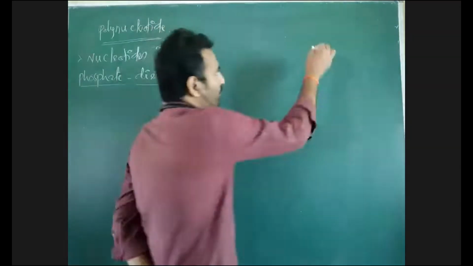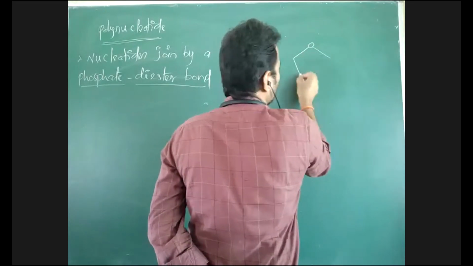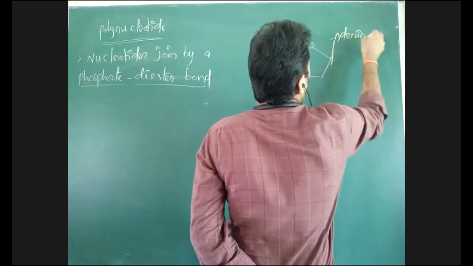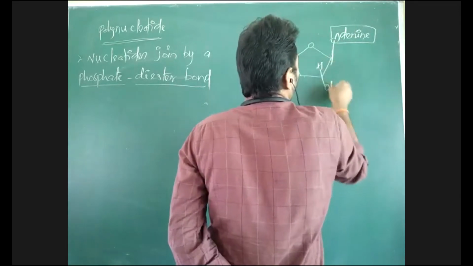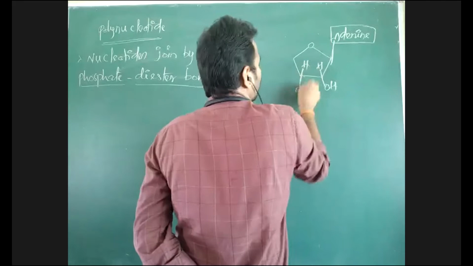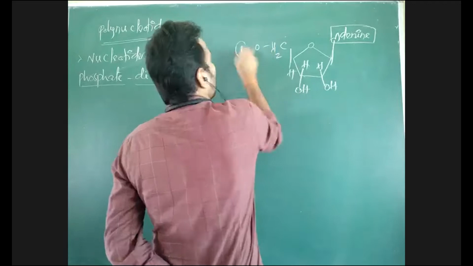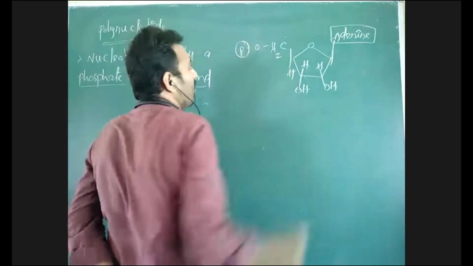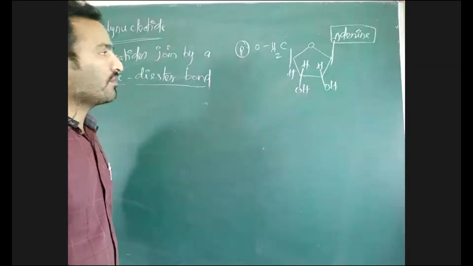Okay, I am drawing a rough structure here. Suppose this is a nucleotide. Here I am not writing the entire structure of adenine, I just mention adenine. The phosphate group I wrote like this. This one is a phosphate group. I also didn't write the phosphate group in full, just to understand the formation of the phosphodiester bond.